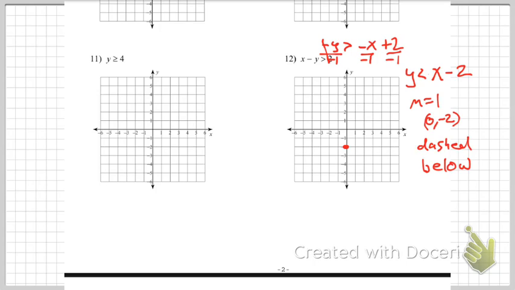So let's start by graphing this. I start at -2. I'm going to go up 1, right 1, continuing my slope. And I will make my dashed line. And I'm going to shade below this dashed line, which means I'm going to shade in the direction of the arrow going down.